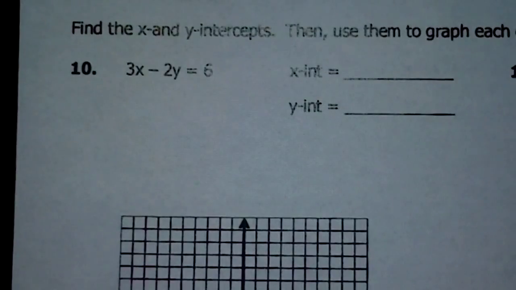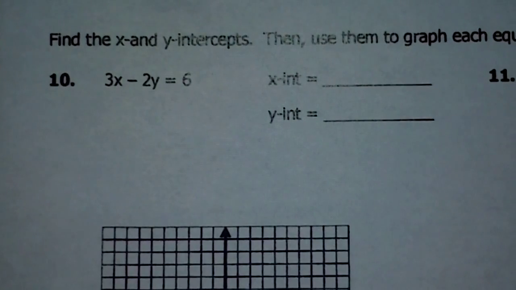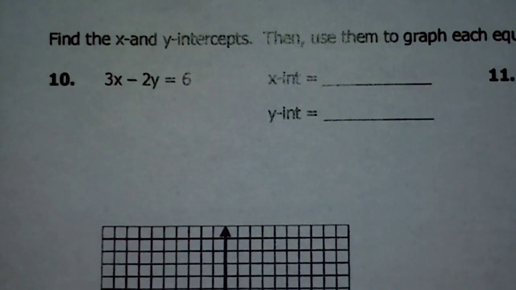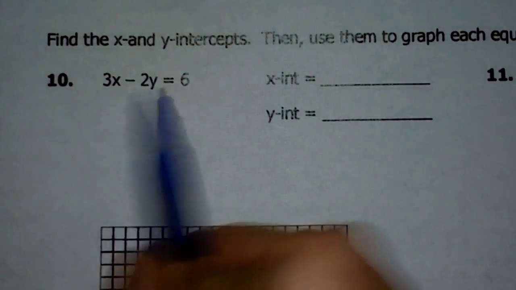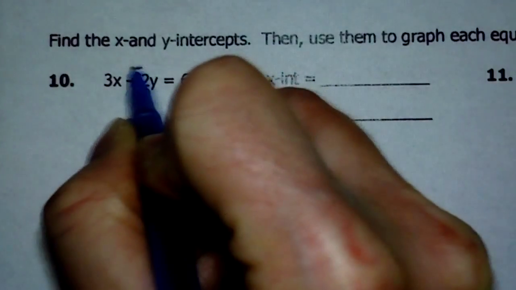Moving along, turn your page. We're now on page 2, where we are going to deal with some standard form equations, because I ask you to find the x and y intercepts and then use them to graph each equation. So we're still graphing the equation, but I want you to use the intercepts instead, so I can make sure you understand standard form. Standard form is that ax plus by equals c form. And as you can see, this one's already in that form, so I'm going to keep change.